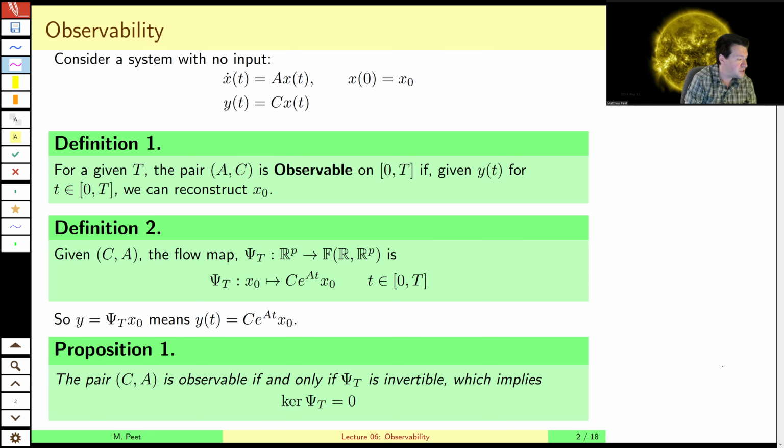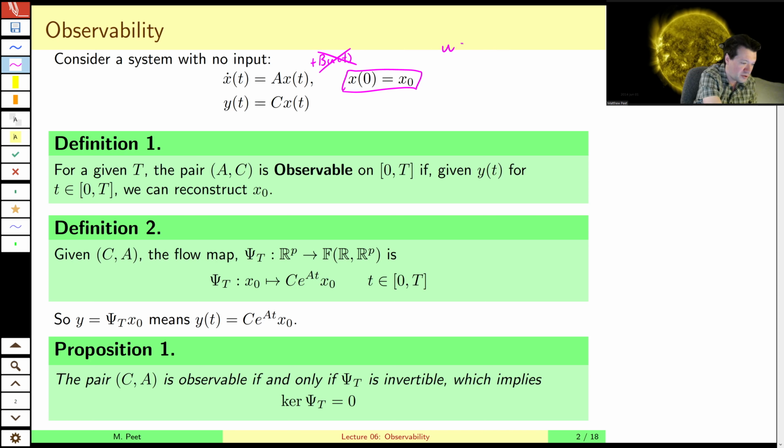Right, so definitions. Again, we get rid of the input, no Bu of t, cross that out. We do allow for a non-zero initial condition in this case, because this is an intermediate sort of property. Before we had u to x, and here we're going to focus on the effect of x as it maps to y.